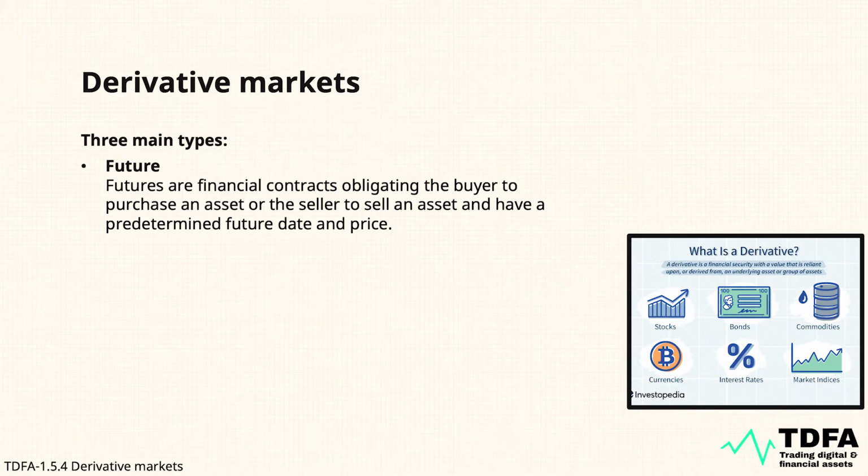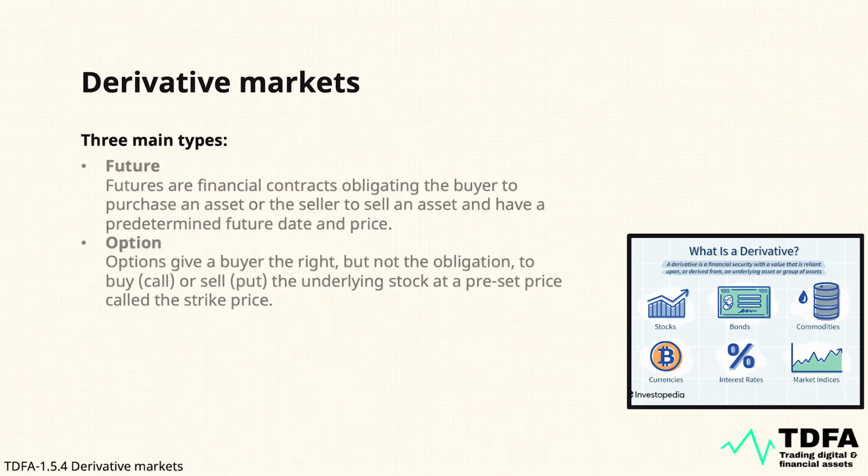I briefly mentioned that in the previous lesson, but a future is a financial contract that obligates the buyer to purchase an asset or the seller to sell an asset and have a predetermined future date and price. Next up, we have the option. The option gives a buyer the right, but not the obligation, to buy or sell the underlying stock or asset at a preset price called the strike price.